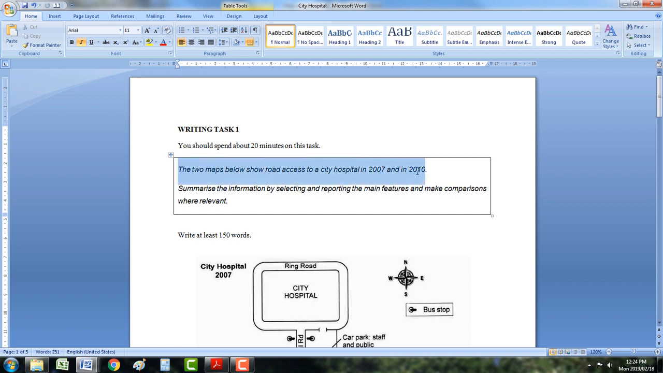Students try and paraphrase way too much. Just paraphrase a little bit. You're not getting marks here. The examiner's not going to give you marks for a crazy paraphrase. So I'm just going to say something like, I'll use a how something changed. It's quite a good way for maps. The two maps indicate how road access to a city hospital changed over a 7-year period from 2007 to 2010. So something like this.